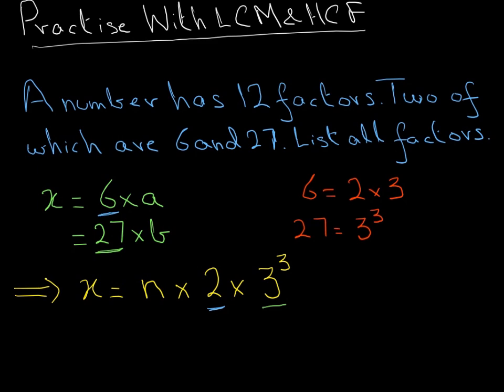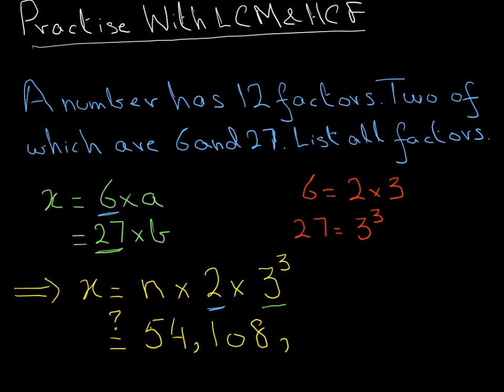So now we know 3 cubed times 2 is 54. So that means x is some multiple of 54. So let's look at multiples of 54. The possibility is that x could be equal to 54 when n is 1. It could be equal to 108, or it could be something bigger.